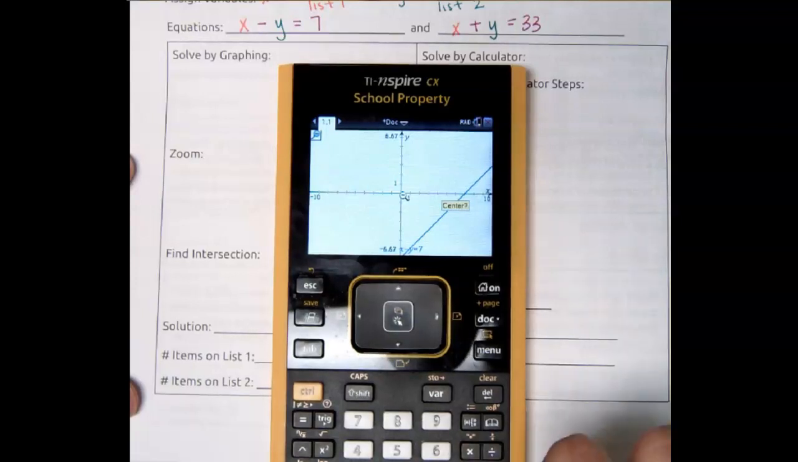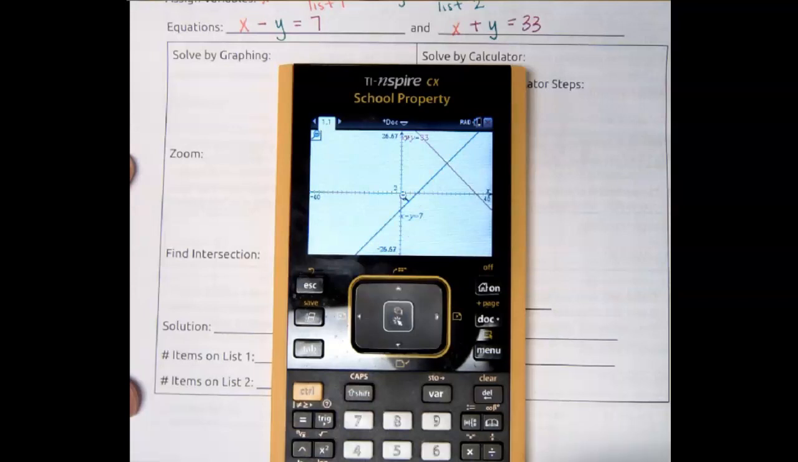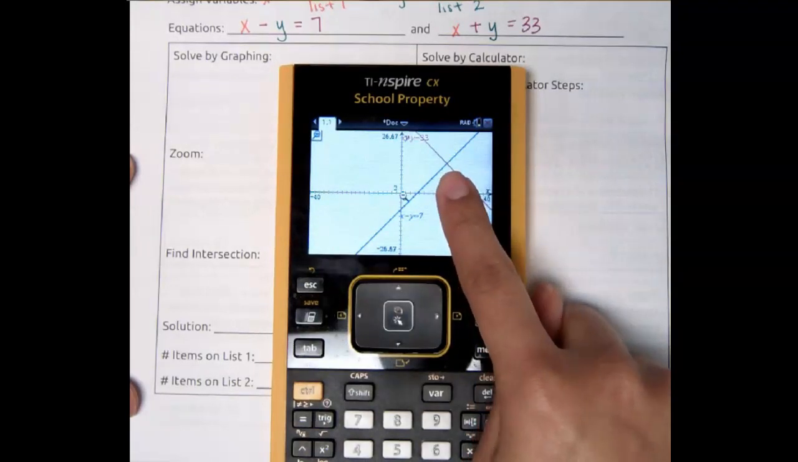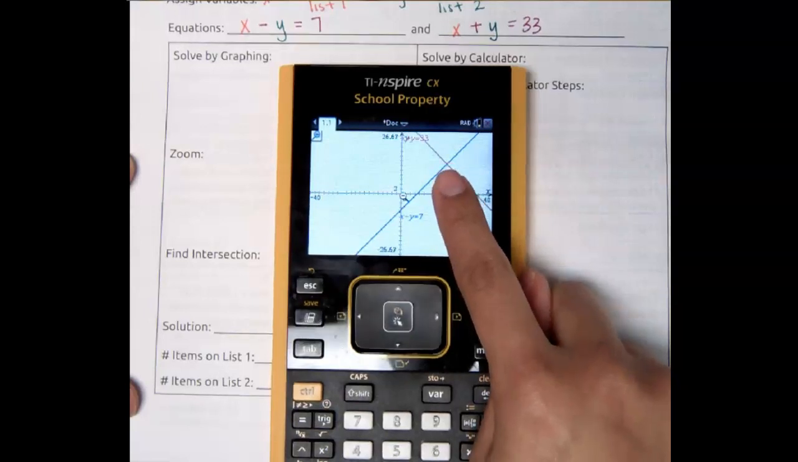Just do it one at a time until you need to stop. So if I hit it once, you can see that it looks different, but I still only see one line. If I hit it again, now I see that point of intersection. So there is a solution. It's where those two lines intersect.